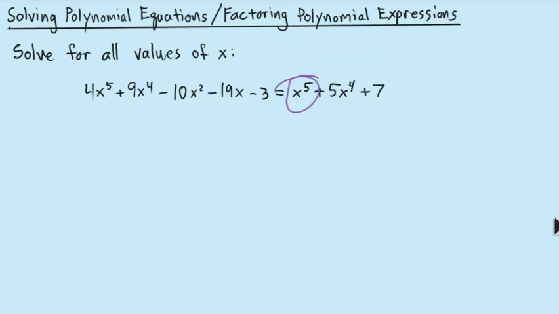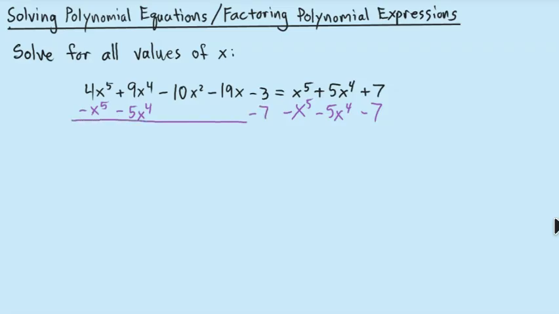So we have to subtract x to the fifth, we have to subtract 5x to the fourth, and we have to subtract 7 because we have to cancel all this stuff. So we're going to minus x to the fifth here, and when we do that, we also have to minus x to the fifth over on this side because it's an algebraic equation. Whatever we do to one side, we've got to do the same thing to the other side. Minus 5x to the fourth. So over here, we're going to minus 5x to the fourth, minus 7. So here, because it's a like term, we're going to minus 7.